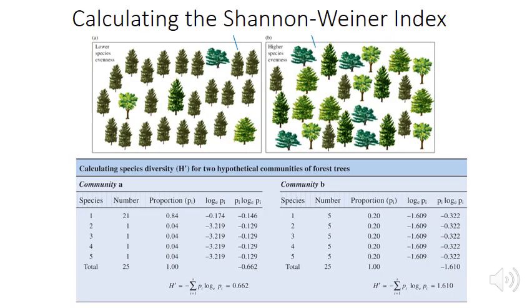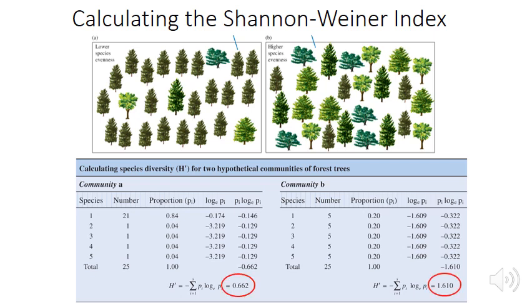This table shows the process by which you can calculate the Shannon-Weiner index for those two different forest communities. There are two tables on the bottom figure. They list the different species in the communities. Then the second column is the number of individuals of each species, then the proportion of each species within the community, then the natural logarithm of that proportion, and then the final column is the multiplication of the proportion of the species in the community times the log of that proportion. And the sum of that final column is the Shannon-Weiner index.